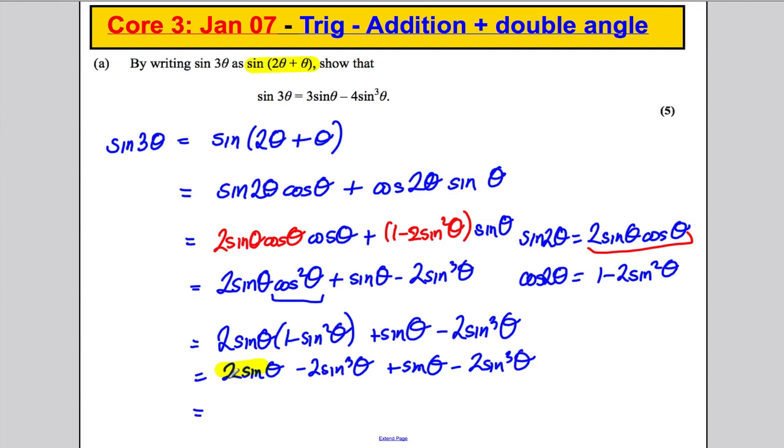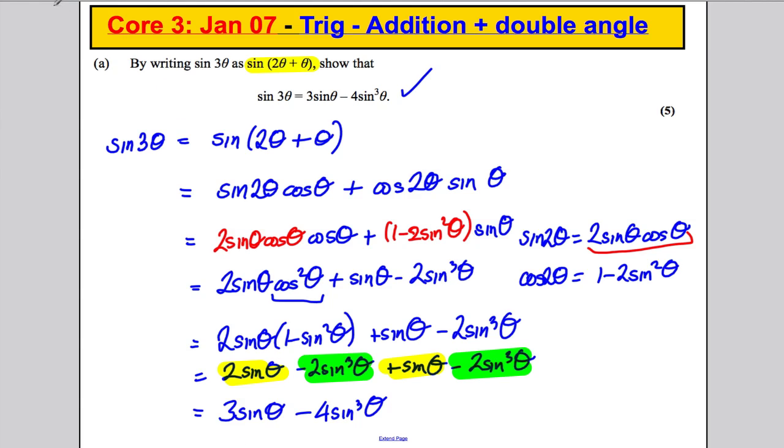I've got 2 sine theta here, plus a sine theta here, which is 3 sine theta. And I've got a negative 2 sine cubed theta here and a negative 2 sine cubed theta here, which is negative 4 sine cubed theta. And I have shown what they asked me to.